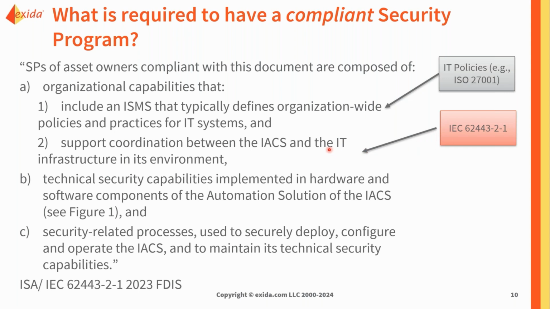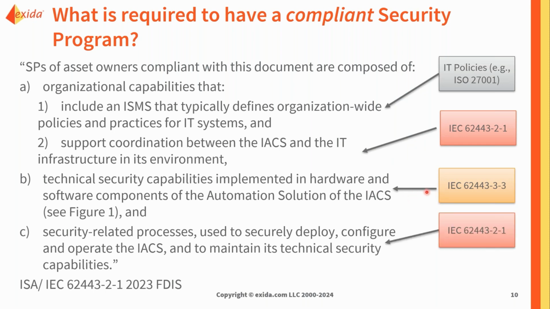evaluate against 2-1. In part B, here we look at the technical security capabilities implemented in hardware and software components for that automation solution or that system that comprises the IICS. And we may have one or more automation solutions within the IICS. And so really, when we talk about technical security capabilities, this is going back to that IEC 62443 part 3-3 part of the standard. So really compliance is not just procedural, but we have to marry the procedural requirements with the specific technical capabilities.